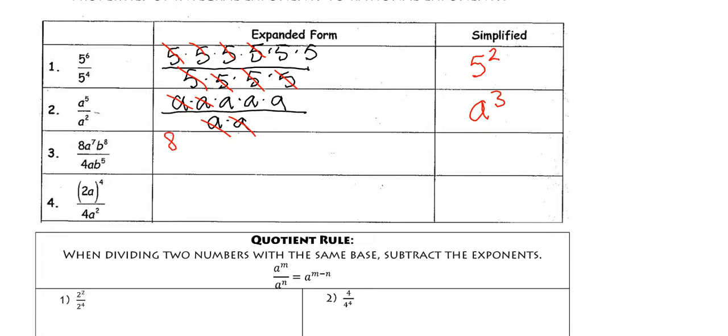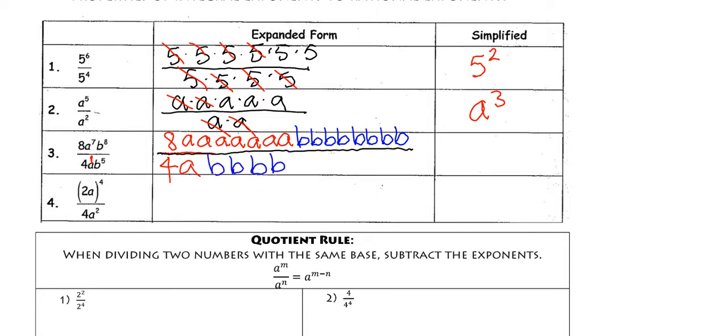Number 3, we have 8 over 4. Those coefficients will stay and we will simplify those later. We have 7 a's. 1, 2, 3, 4, 5, 6, 7. And 8 b's. 2, 3, 4, 5, 6, 7, 8. On the denominator, we have 1a. There's a 1 exponent here and there's nothing written. And for b, there are 5 on the denominator.